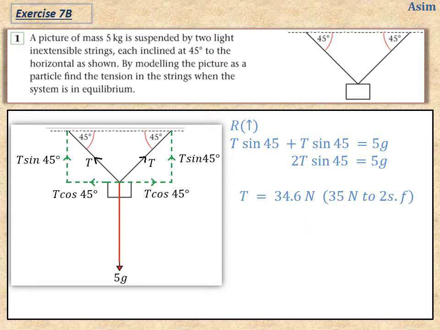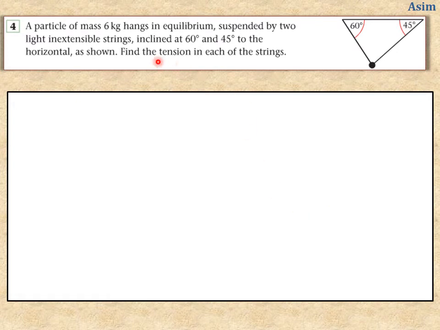Let's take another example. A particle of mass 6 kg hangs in equilibrium suspended by two light strings. Again there are two different strings, so the tension will be different, and here the angle is also different, so the tension will definitely be different. I want you to pause your video here and try to draw all the forces which are acting in this diagram and also resolve the forces.